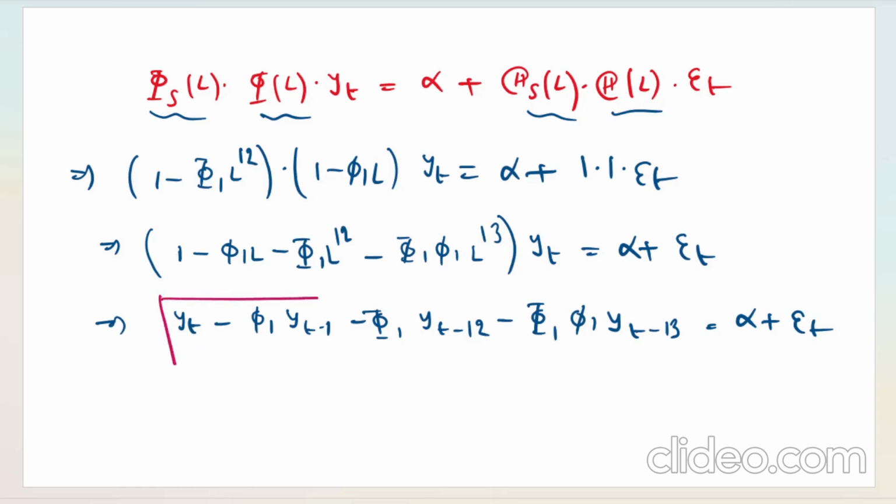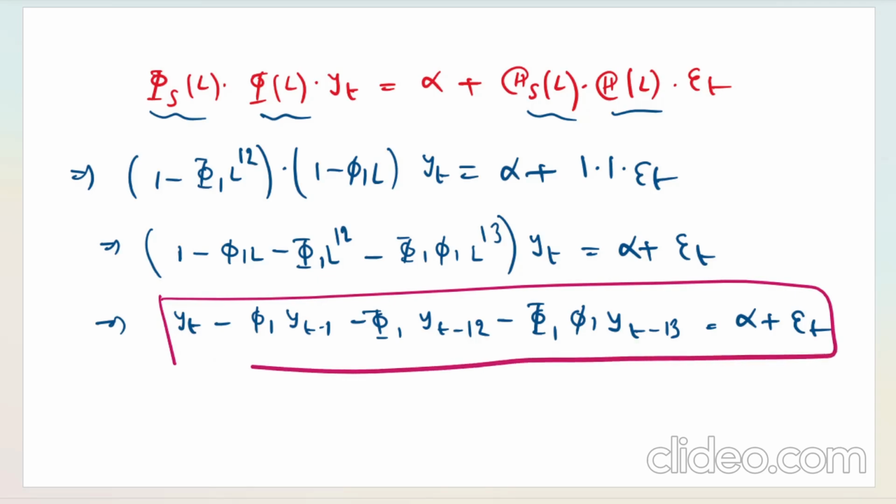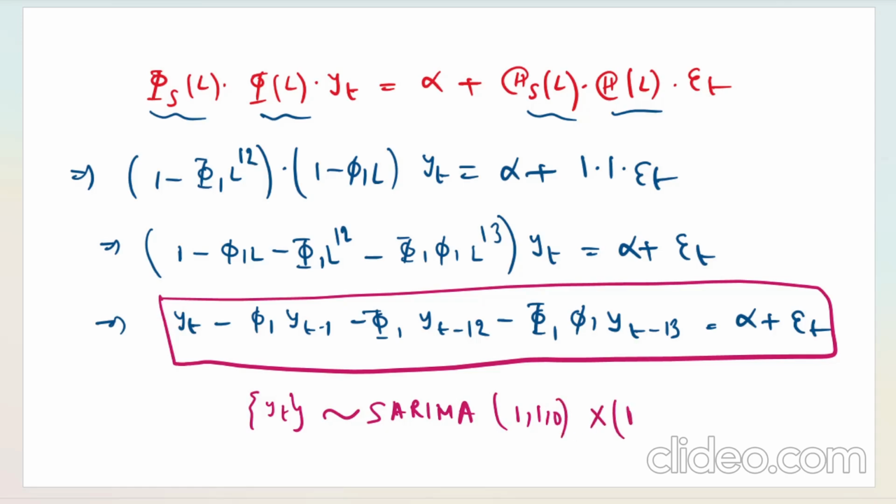And what does this tell you? So if the modified process follows PQ PDQS, then YT follows SARIMA with 1 1 0 1 1 0 12. So this is the general form. If you have to write the process, this is the general form of the process.